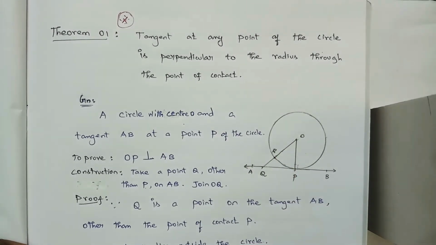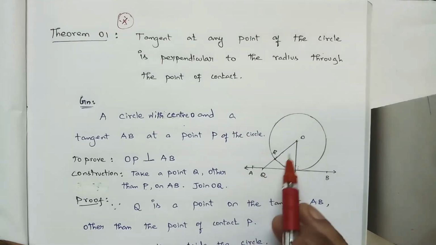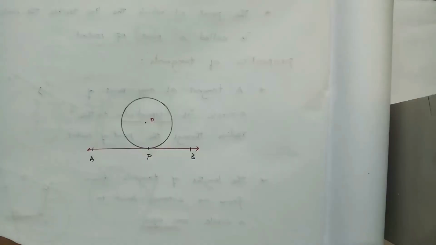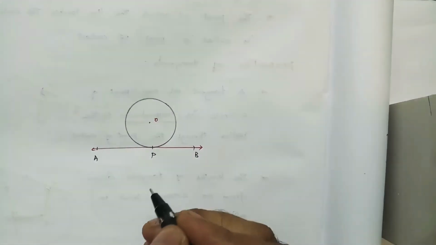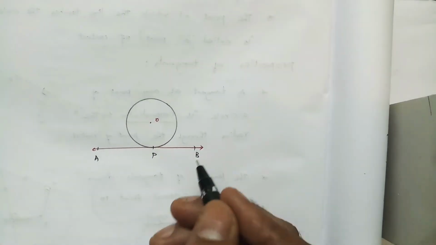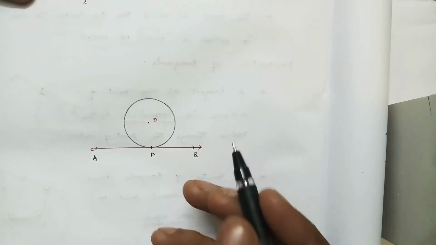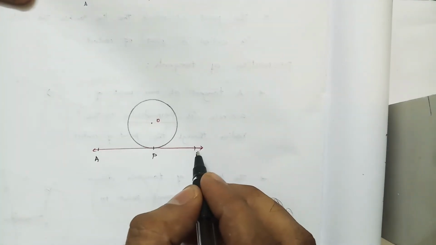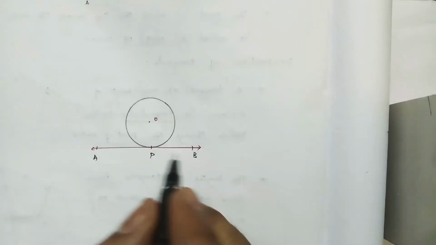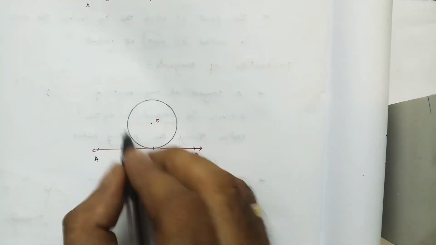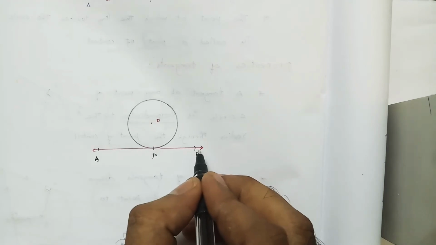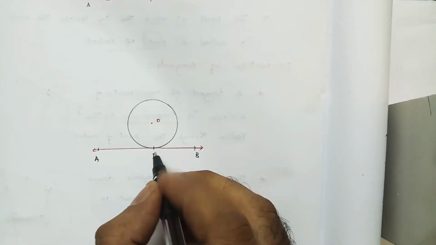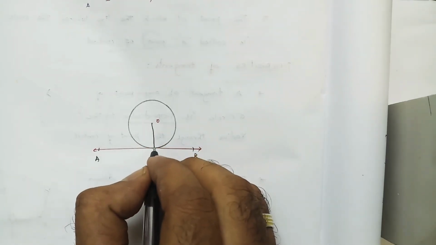How we are going to prove it is very simple. Before explaining this theorem, just imagine it. I'm explaining orally; if you understand it, then it will be very easy. We want to prove that OP is perpendicular to line AB. So I'm drawing the circle with center O, where AB is the tangent, P is the point of contact, and OP is the radius.